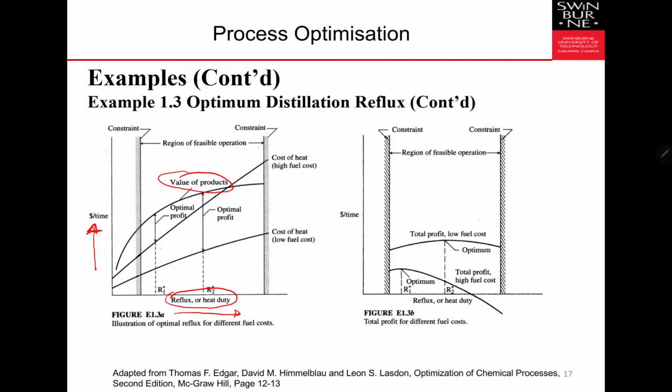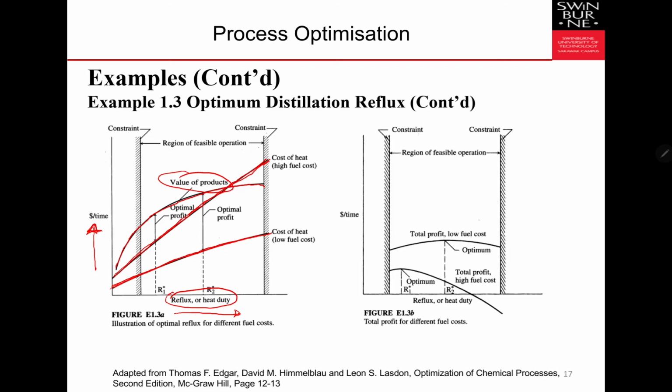Okay, so there are three curves here. This curve gives the cost of the fuel when the fuel is high, and the one on the lower side gives the cost of the fuel when it's cheaper. The value of the products is a function of the reflux. Obviously it changes, as does the cost of the fuel used for heating. They will change depending on the two scenarios.